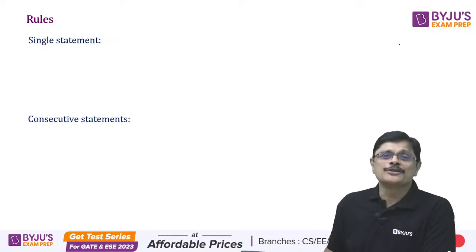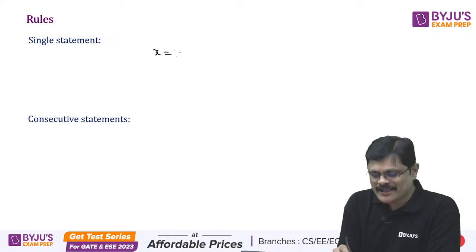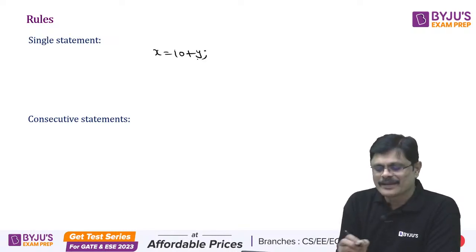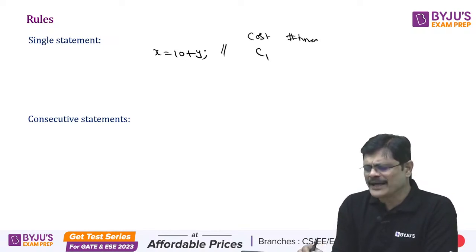Now, suppose you are having a single statement, for example, x is equal to 10 plus y. For such a single statement, the cost may be some constant. How many times is it executed? One time it's executed.